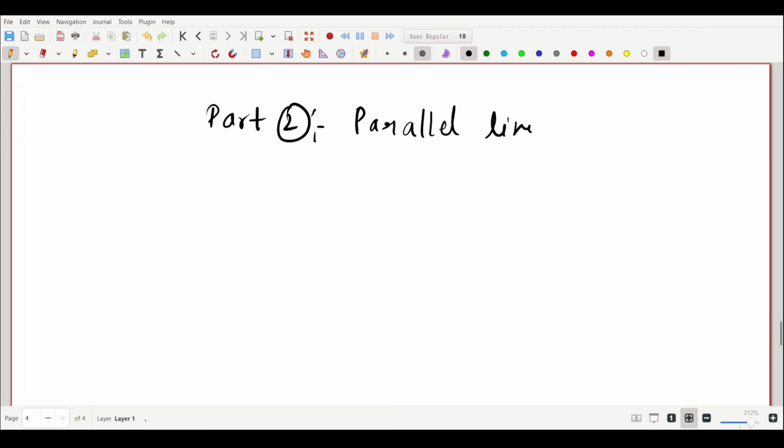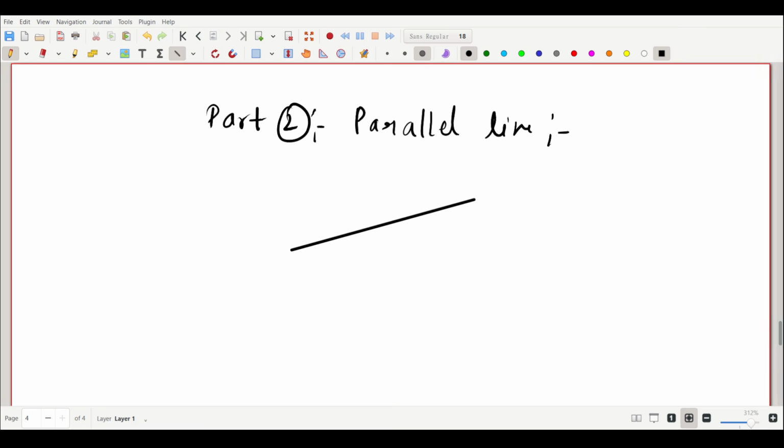We already know what parallel lines are. Parallel lines are those lines which never intersect, which never cut. They will never cut. If you infinitely extend them on either side, they will never meet.